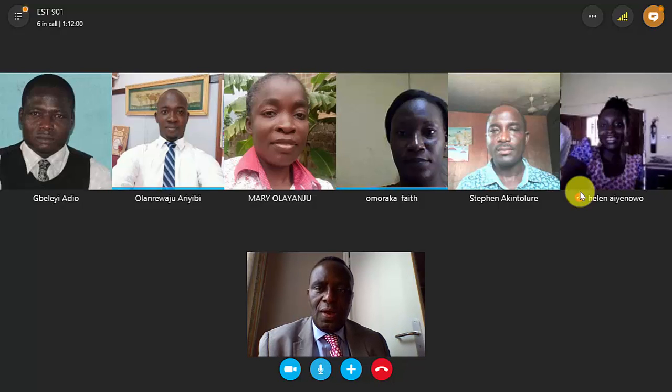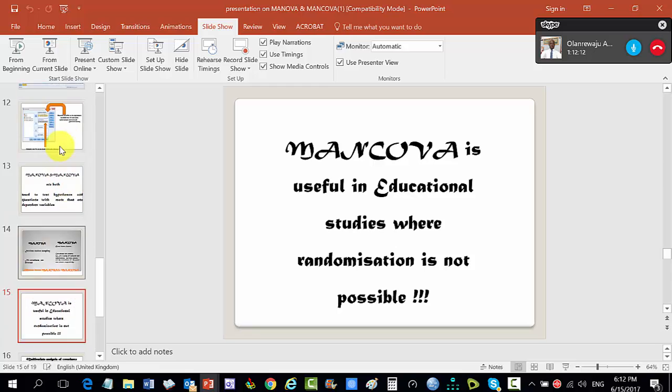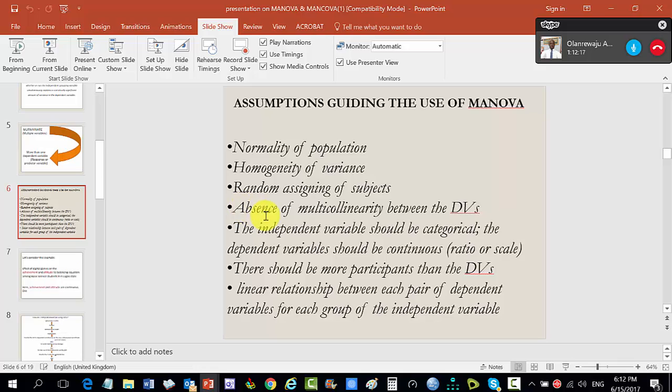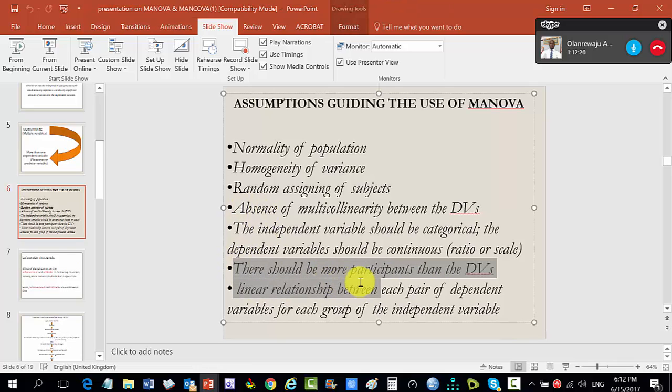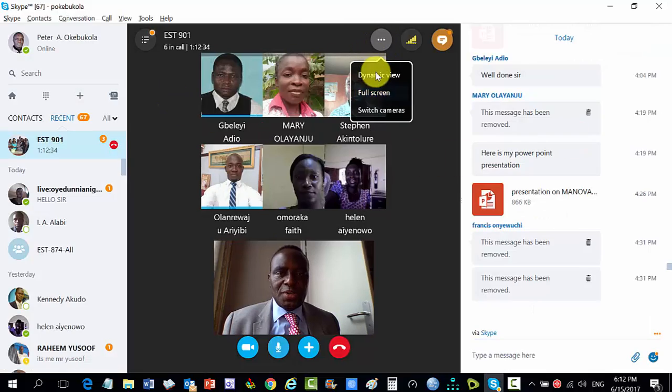Yes, my question is on slide 6. The sixth bullet there says that there should be more participants than the dependent variables. I think that is not clear, sir, because participants in dependent variables is not a clear explanation, sir. So I want her to shed more light on that. Okay, she will, I'm sure.